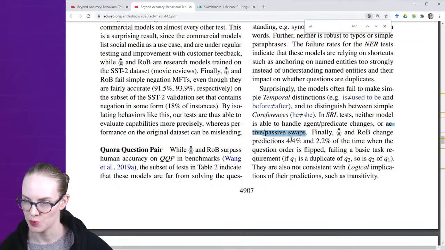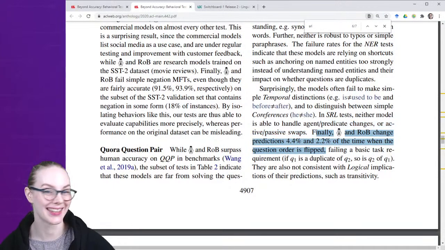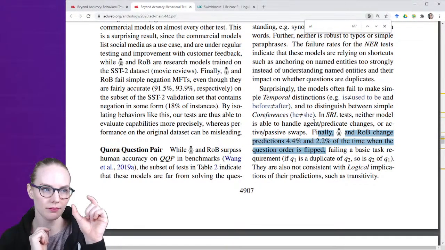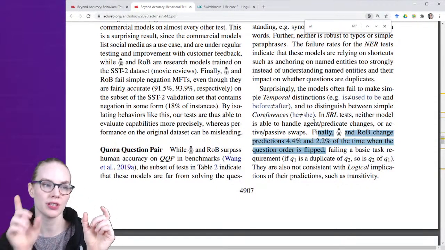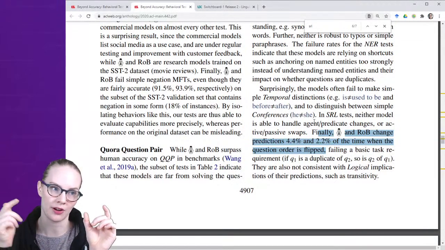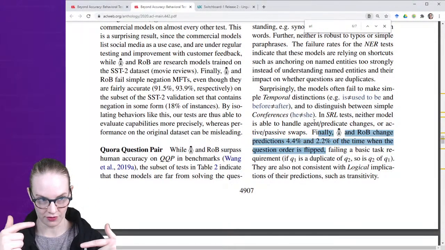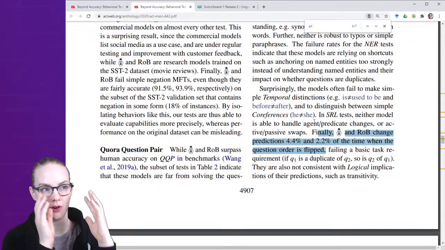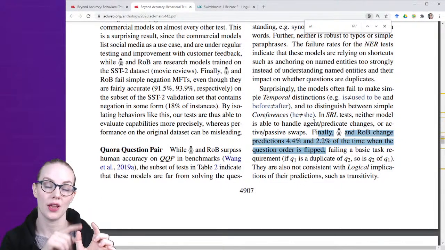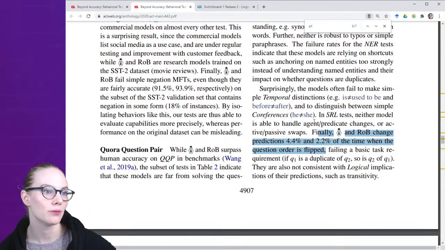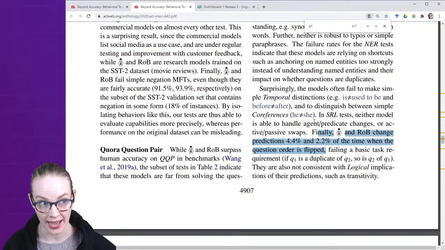Finally, BERT and RoBERTa change predictions 4.4 and 2.2% of the time when the question order is flipped. That shouldn't happen. The question order should not matter. But it makes sense because the way that you pass things into BERT and RoBERTa is you have, for your training data, the first token is, these are the same or these are different, and then the first string, and then a separator, and then the second string, and then you train on that for a bunch, and then to get the answer out, you do first string, separator, second string, and then you look at what the first token, whether it's the same or different, is predicted to be. So order does matter there, even though it doesn't for the task.